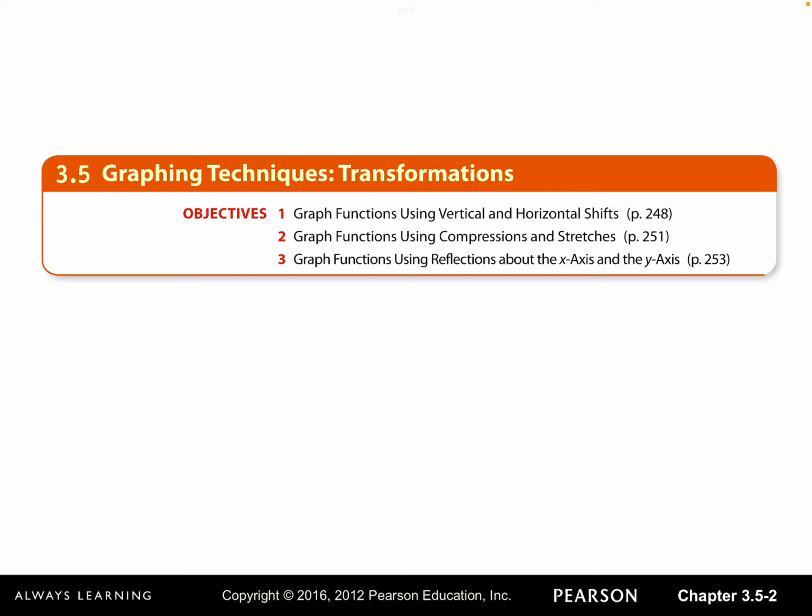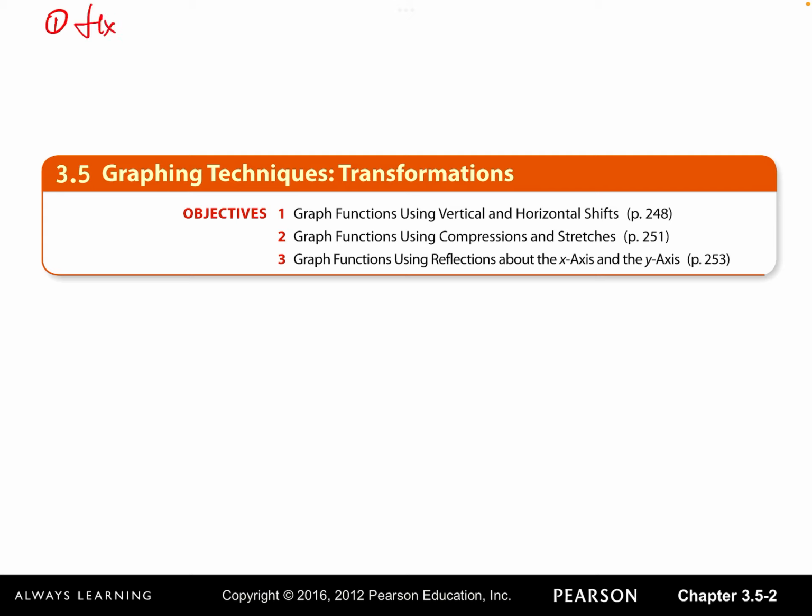So what we learned from the last section, we learned 8 key functions in our library, right? What you need to know about those key functions is the basic graph and the properties of the function, briefly. So we have learned 8 key functions.